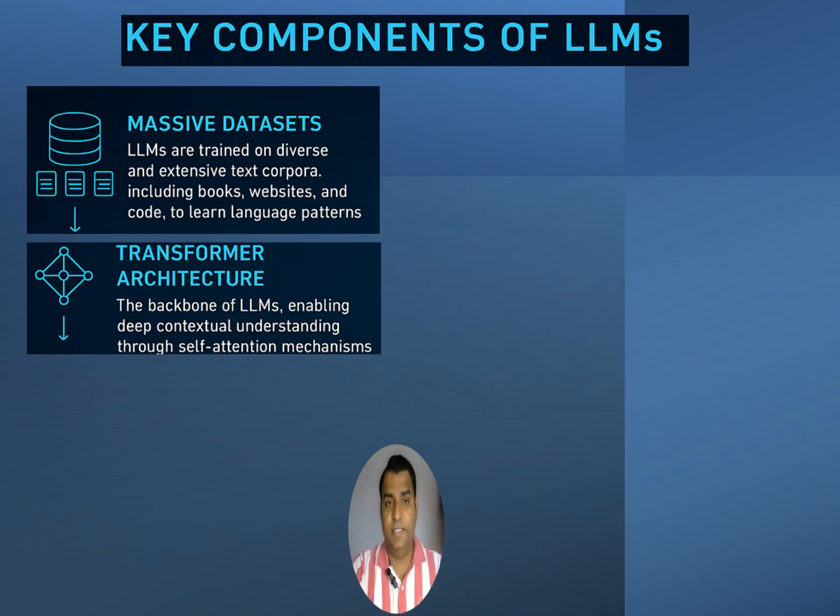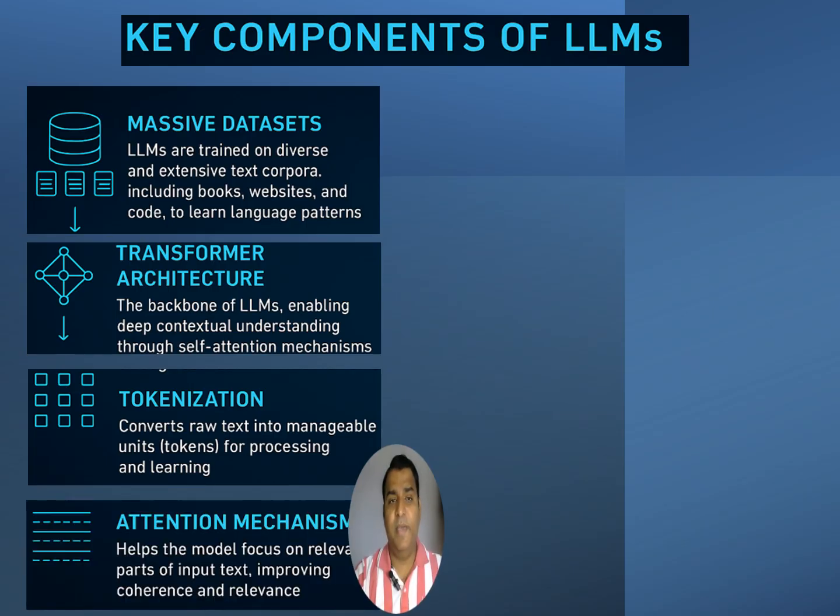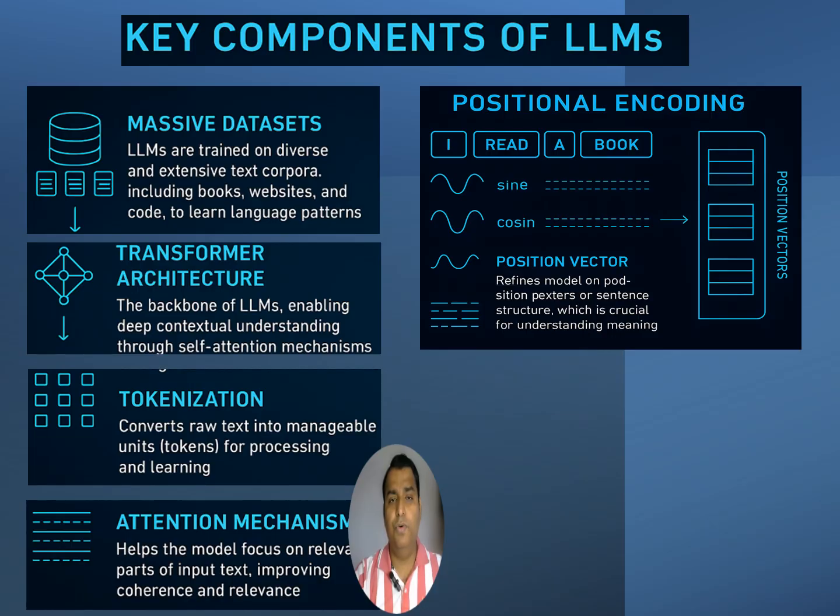Tokenization converts raw text into small units called tokens, enabling the model to process and understand language efficiently. The attention mechanism allows the model to focus on the most relevant parts of the input, improving coherence and contextual accuracy. Positional encoding adds sequence awareness to the model, helping it understand the order and structure of words in a sentence. Fine-tuning adapts the pre-trained model to a specific task or domain, enhancing performance and relevance.